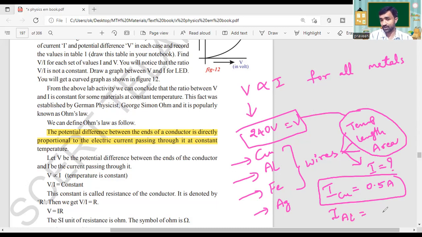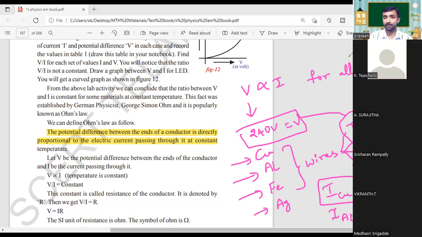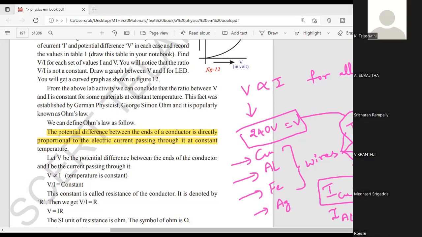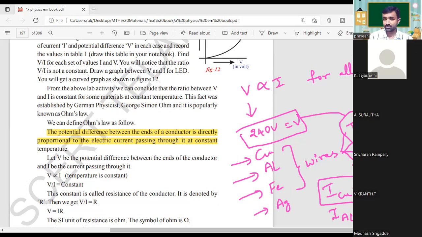Then if you change the material, suppose you measure the current passing through the aluminum wire, will you get the same value, 0.5 amperes? Can anybody answer me? Are you expecting the same amount of current? No. My answer is no. Can anybody guess at least why not the same? Can anybody predict that answer?